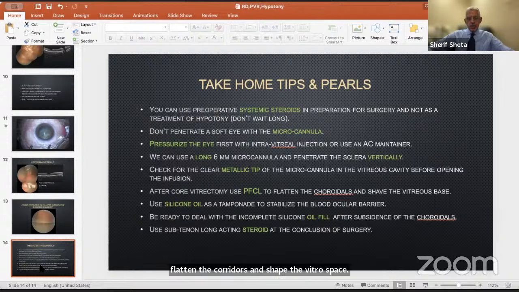I usually use silicone oil as a tamponade in these cases to stabilize the blood-ocular barrier and prevent early recurrence due to the PVR process. Be ready to deal with the incomplete silicone oil fill after subsidence of the choroidals. And I usually end the procedure by using subtenon long-acting steroid for the uveitic, inflammatory part at the conclusion of surgery. If the patient has concomitant cataract, I'd like to defer the cataract till the time of silicone oil removal because adding phacoemulsification at the same time will increase the uveal irritation and probably increase the PVR process.